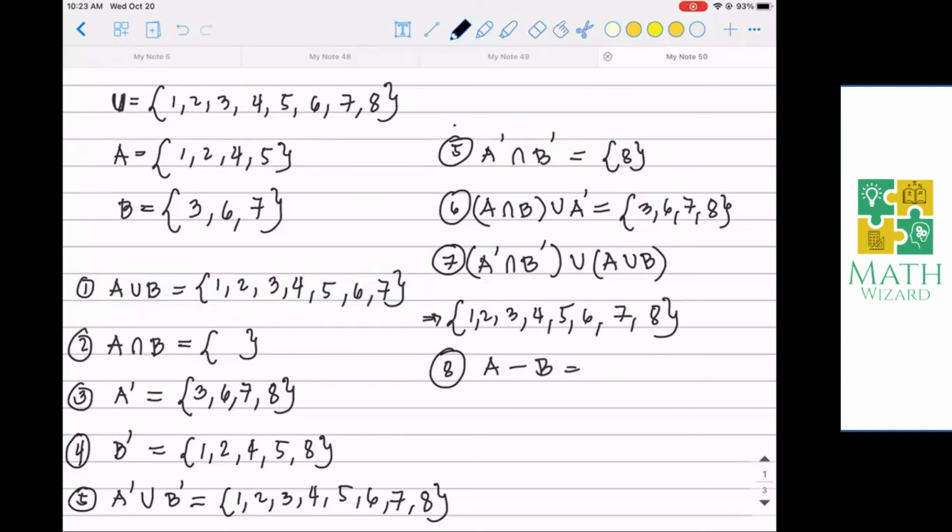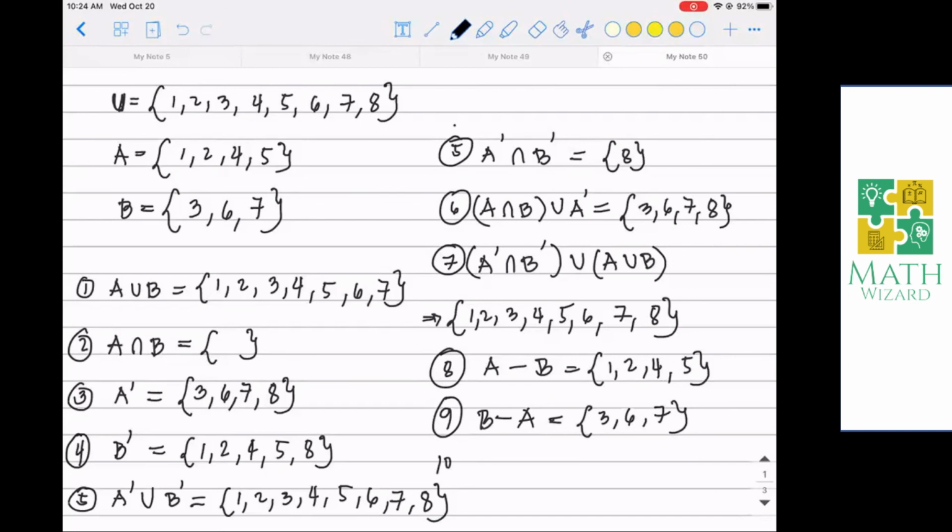It's the answer for A minus B. Remove lang natin all the elements ni B kay letter A. Tapos ano ang matitira? 1, 2, 4, and 5. Let's have number 9. The B minus A. Remove lang natin lahat ng A kay B. Ano po ang matitira? Ang matitira ay 3, 6, and 7.